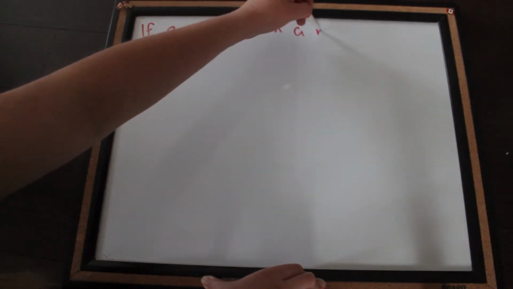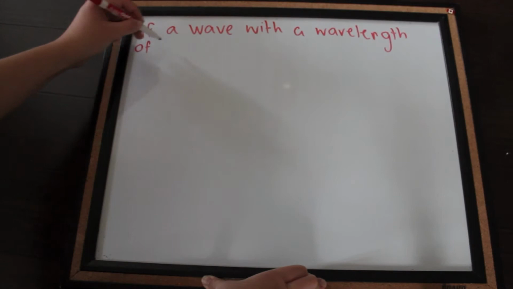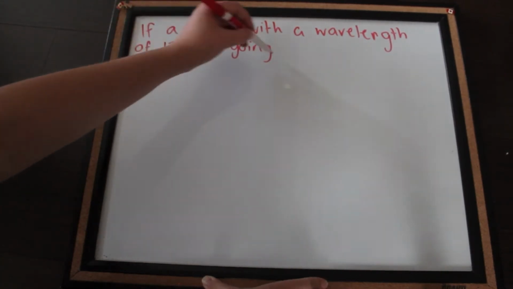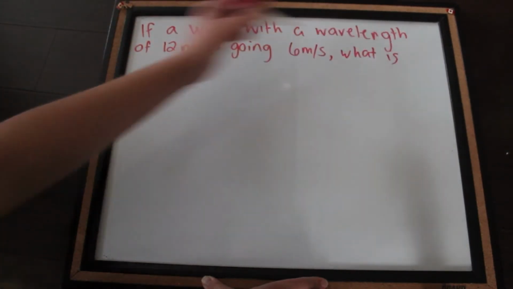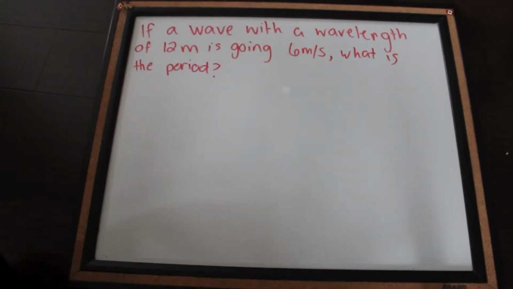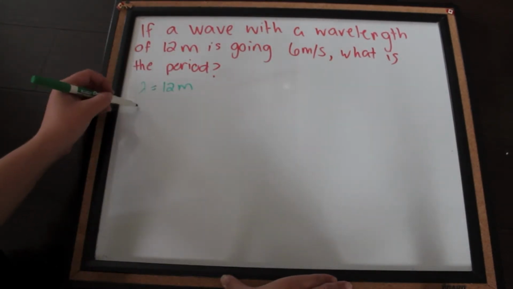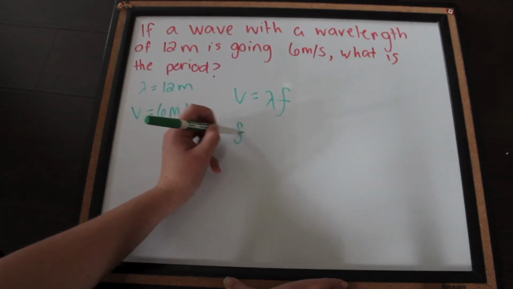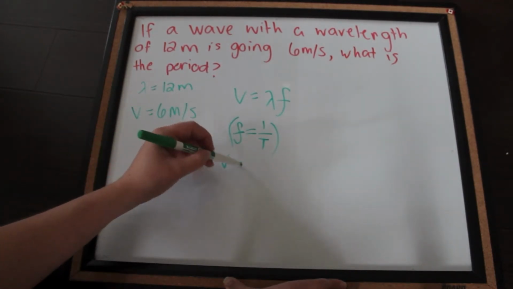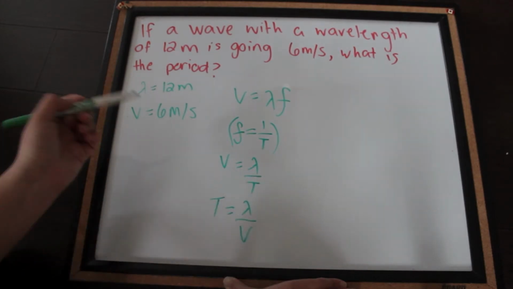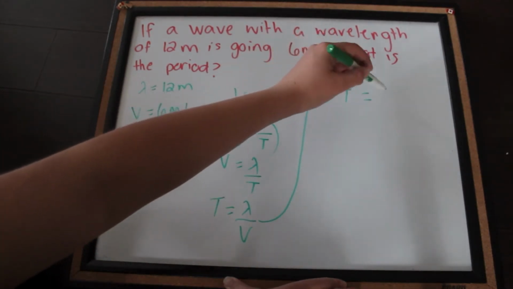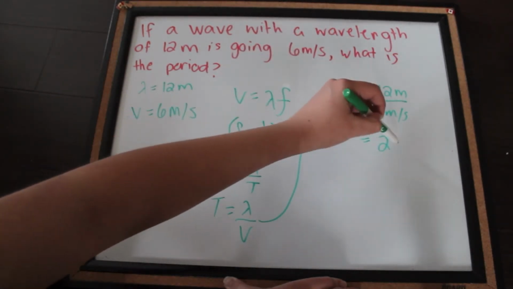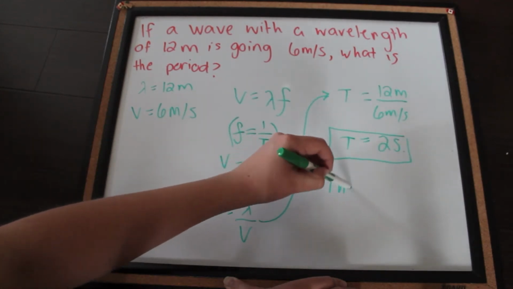If a wave with a wavelength of 12 meters is traveling at 6 meters per second, what is the period? So we're writing down our givens, which are 12 meters as the wavelength and 6 meters per second as the velocity. Velocity can be written as lambda times f, or lambda over period, which can be rearranged to period equals lambda over v. So plugging in our values, we get a period of 2 seconds.